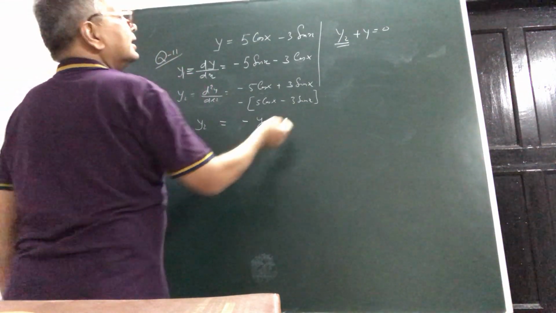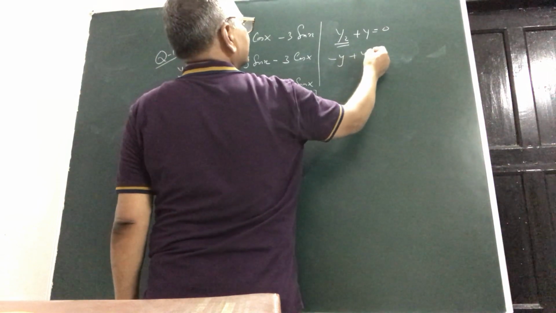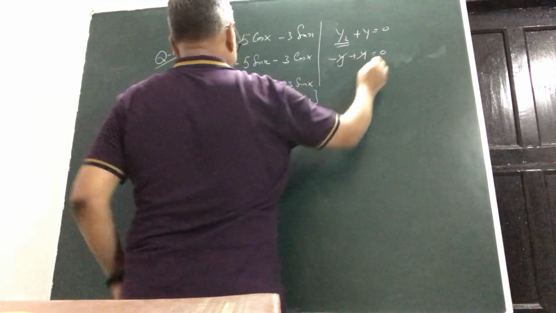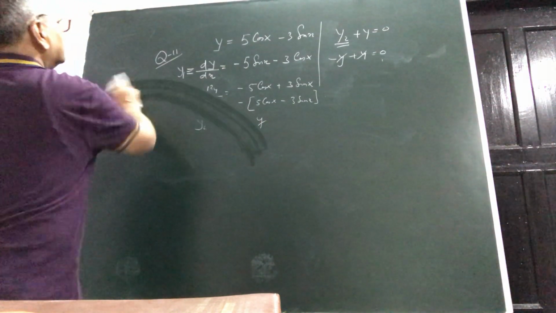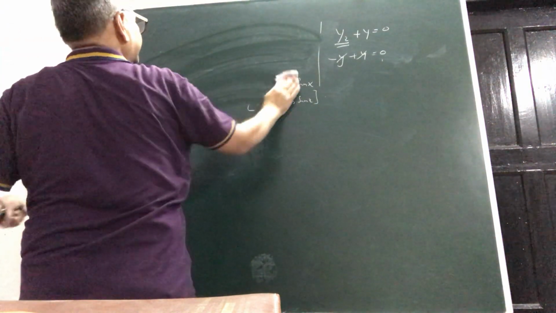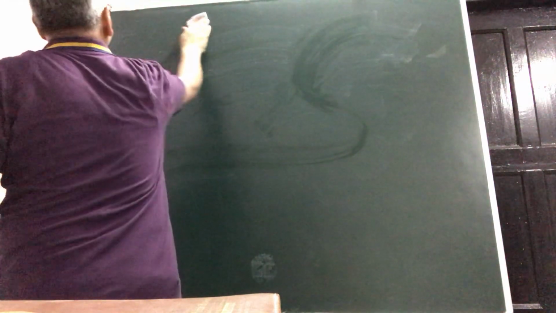So please see, you put the value here. At place of y2, what you will put? Minus y plus y. These two cancel and you will get 0. So this is quite simple, hardly anything to do. Let us see other good questions here. There is hardly anything new again, it is repetitive.